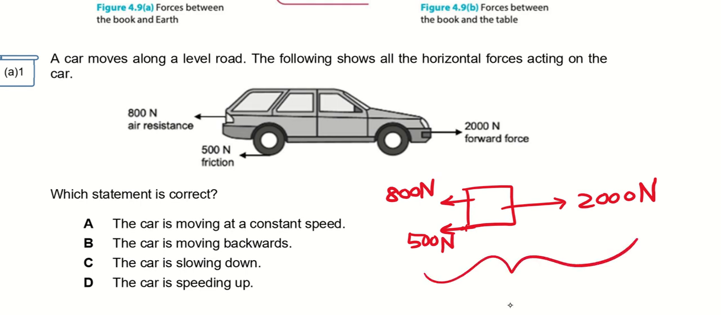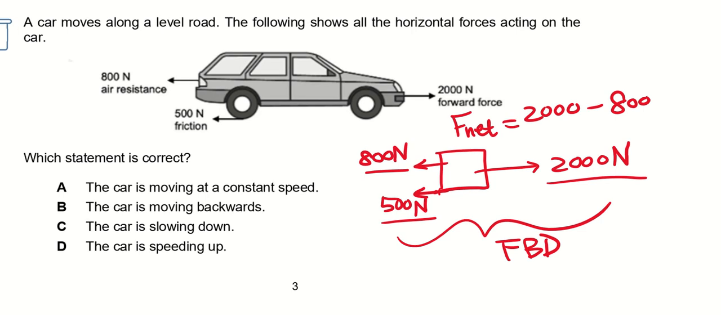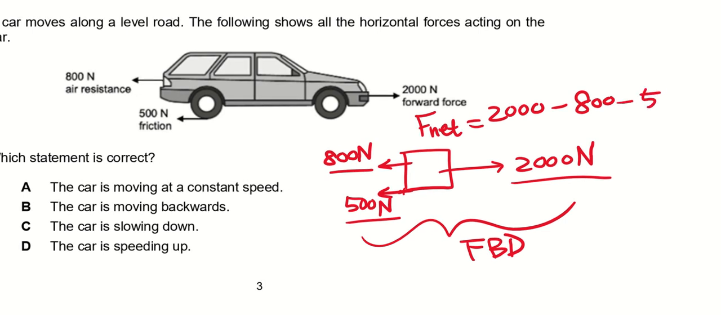Okay, this is actually called a free body diagram. It shows all the forces acting on this object. All right, so we have 2000 to the right, 800 to the left, 500 to the left. So what is the resultant force? We take F net equals, we take the bigger one, which is 2000, subtract 800 because it's in the opposite direction, and we also subtract the 500 as well. So we'll get a value of 700 Newtons.